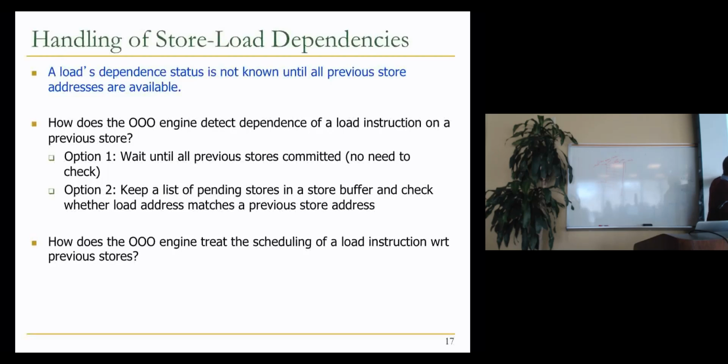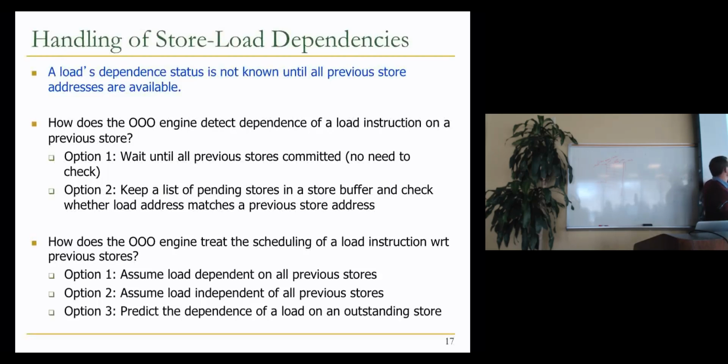So the second question, which we've just talked about, is how does the out-of-order engine treat the scheduling of a load instruction with respect to previous stores? And these are the three options. So let's look at the trade-off of these options. This is the conservative approach: assume the load is dependent on all previous stores. In this case, the load can execute only when all of the previous stores have computed their addresses.